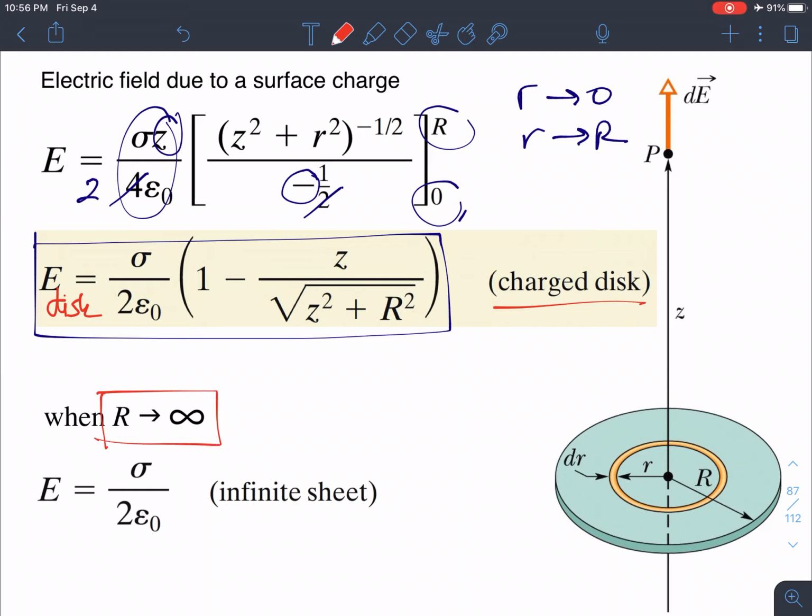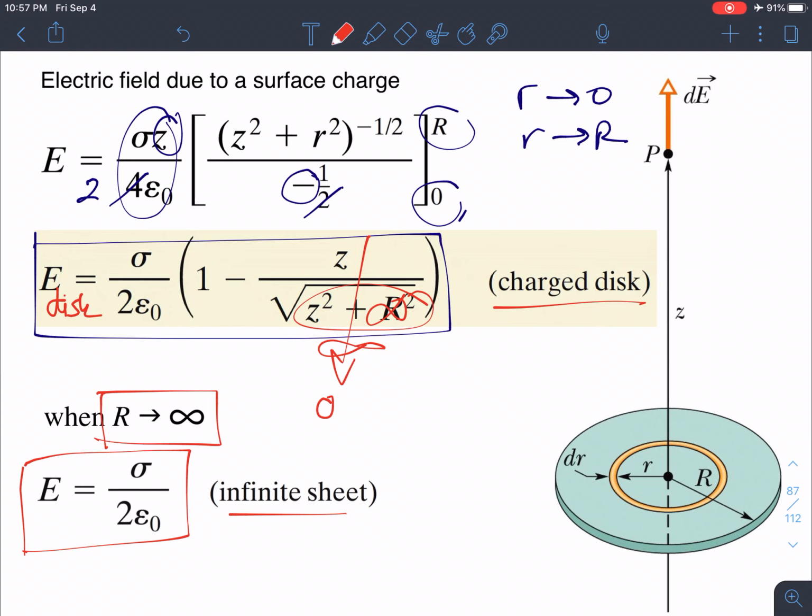We say r goes to infinity means it is an infinite sheet. So it's like there are no boundaries, right? It's not just a disk. It goes to infinity, so it would be an infinite sheet. When r goes to infinity, this whole thing goes to infinity, and then some number over infinity goes to 0. So this parenthesis becomes just 1, and then your E field becomes sigma over 2 epsilon naught.